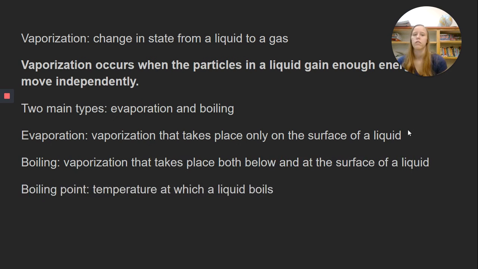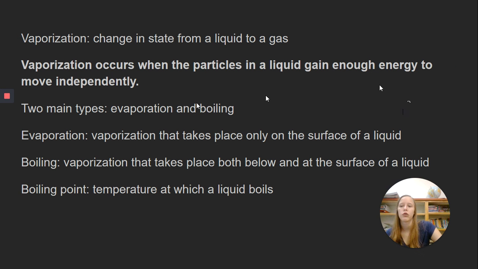All right. Okay. Next we have vaporization. So the change in state from a liquid to a gas. So vaporization occurs when the particles in a liquid gain enough energy to move independently. Okay, so think about when you're boiling water. It starts as the liquid, and then it's going to eventually evaporate and become a vapor.